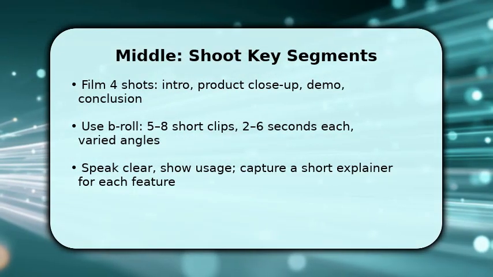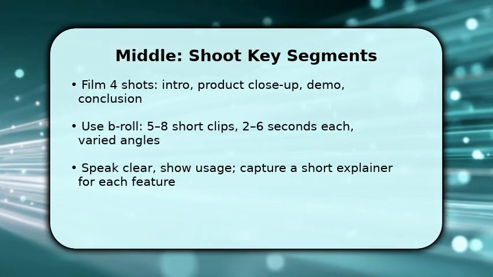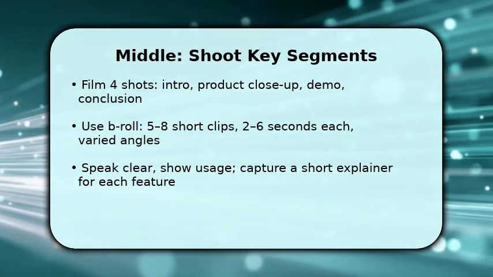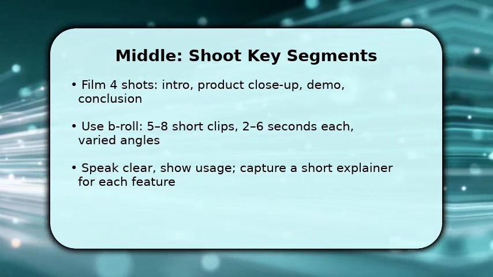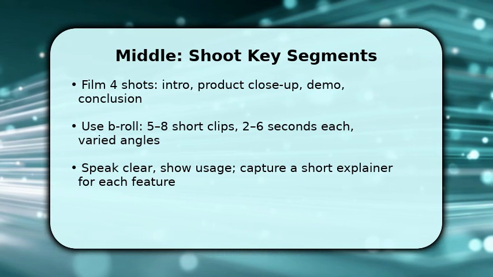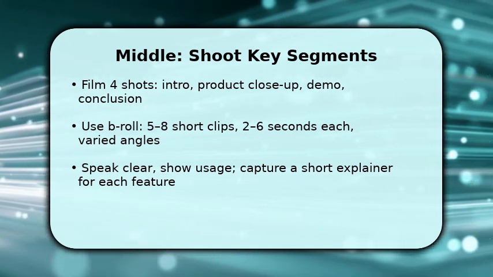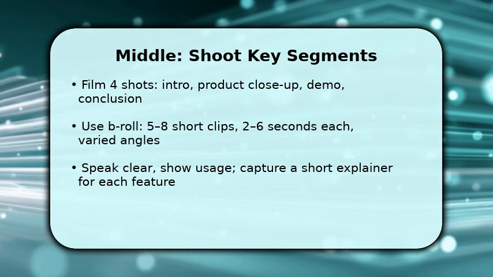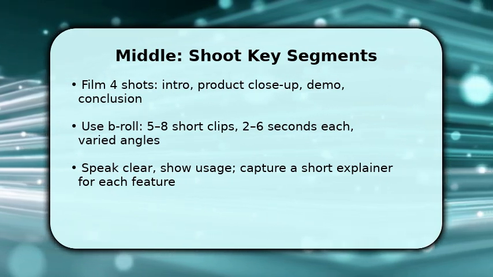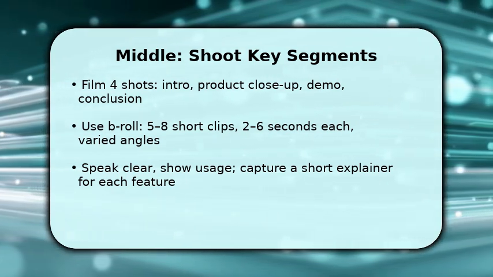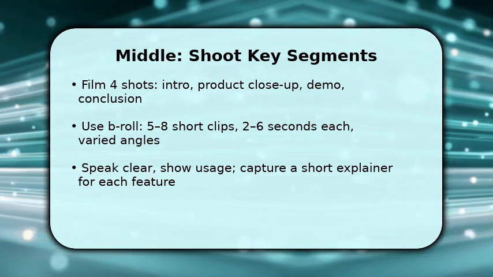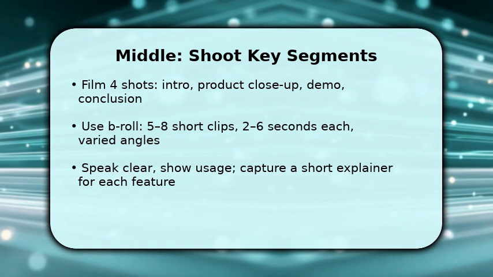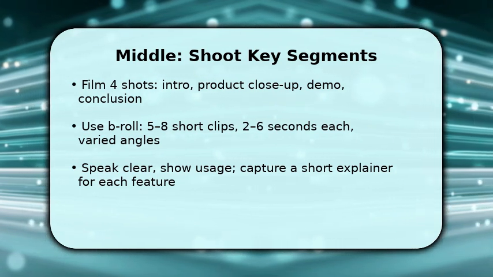Now film the core. Record an intro, close-ups, a real-time demo, and a concise conclusion. Capture B-roll, 5 to 8 clips lasting 2 to 6 seconds each, from different angles to hide cuts and add polish. Explain each feature while demonstrating it so viewers see your claim in context. Make sure to state benefit, then show proof. Use short lines and pause slightly between points for easier edits. Once you have these elements, you'll move smoothly into a quick, focused edit.